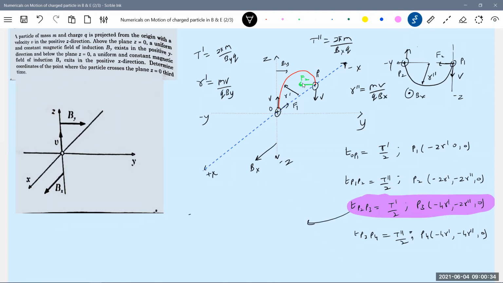We have to construct here. Now, what is the r dash value? R dash, we have brought it, mv by qBy. 2 double r dash.